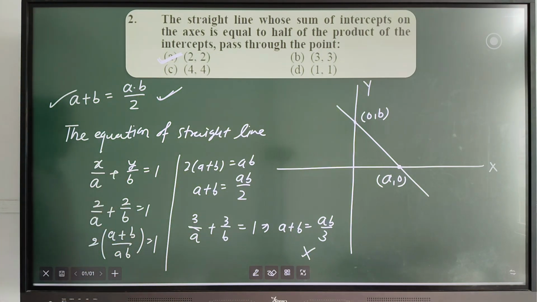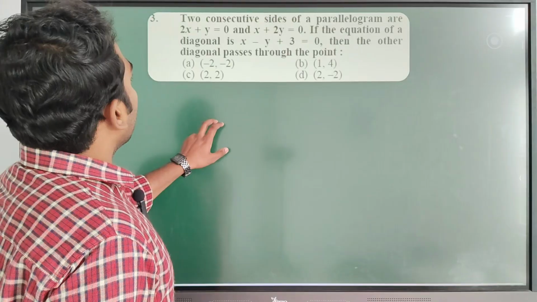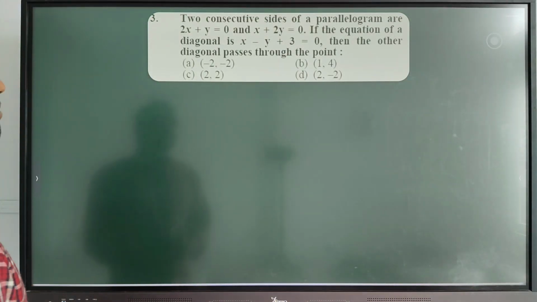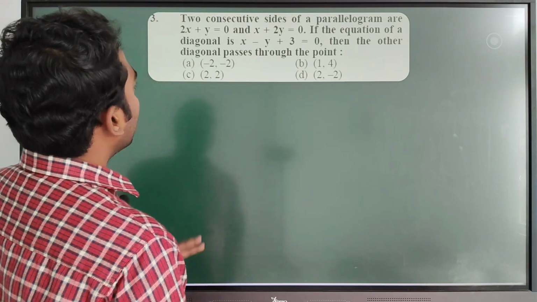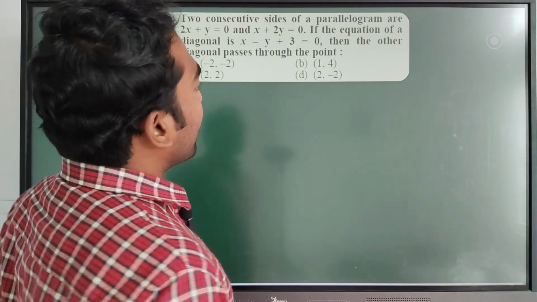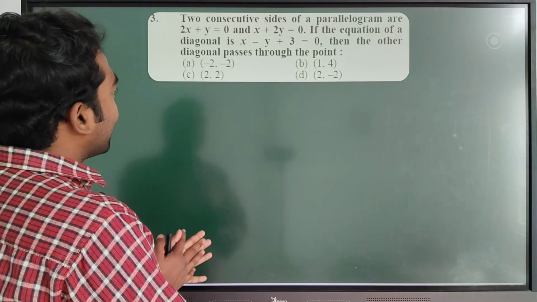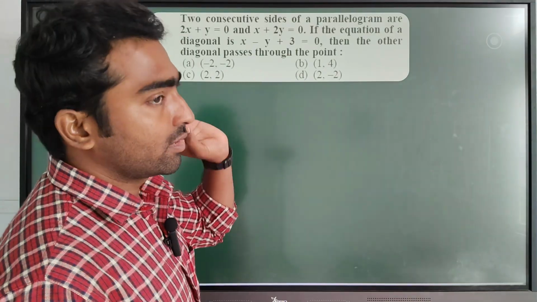So you can take a screenshot of that particular question. Okay. So our next question is: two consecutive sides of a parallelogram are 2x plus y is equals to 0 and x plus 2y is equals to 0. If the equation of a diagonal is x minus y plus 3 is equals to 0, then the other diagonal passes through the point.